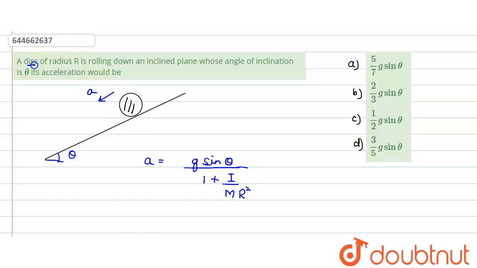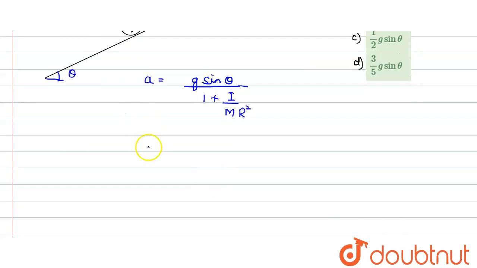Now it is a disk. For the disk, what is the value of I? We know that I for a disk is m r square by 2. So from here, what would be the value of I divided by m r square? This value would be equal to 1 by 2.